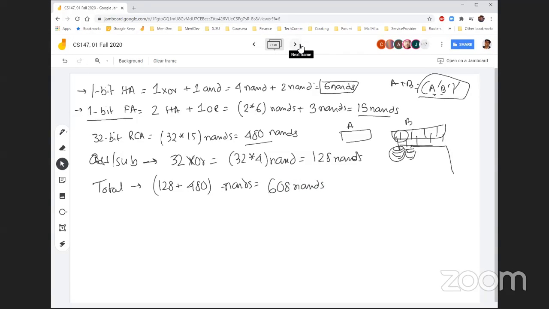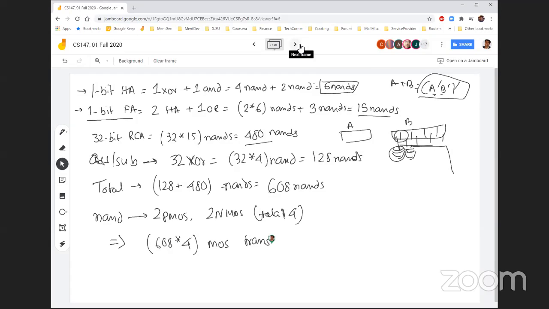And now I think about the NAND. Each NAND has 2 PMOS and 2 NMOS, so a total of 4. This implies a total of 608 multiplied by 4 MOS transistors, which is about 2432 MOS. Each of them is either NMOS or PMOS, so each type counts 1,216.